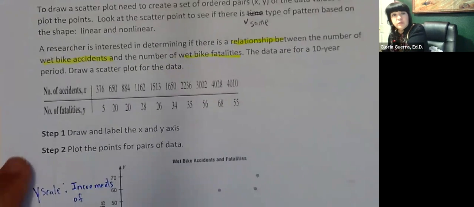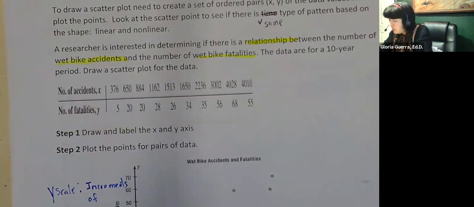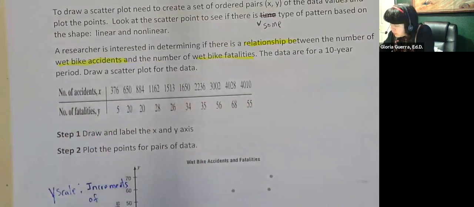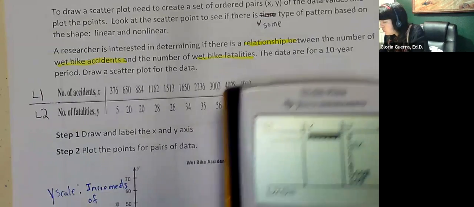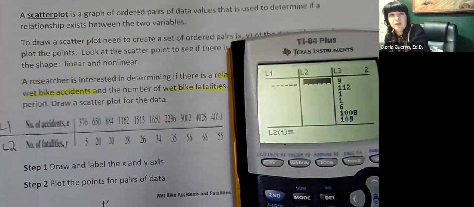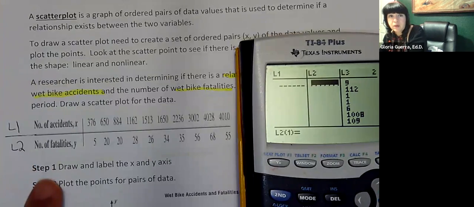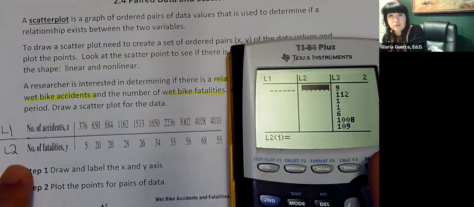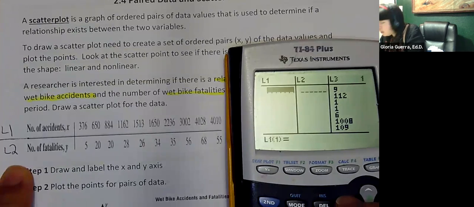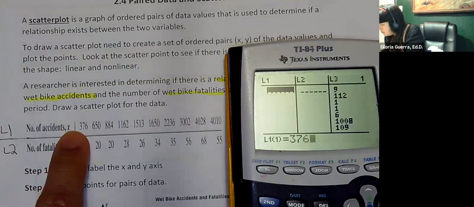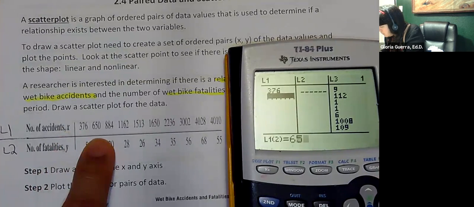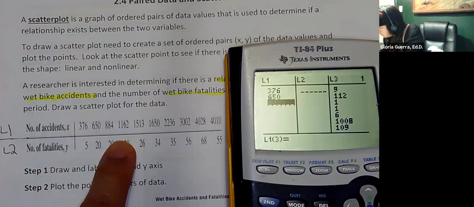Yeah, so see, I want to put these into my calculator. So this X is for the L1 column, and this Y is for the L2 column, okay? And that's usually pretty standard for that. X is going to be the first L1, Y is going to be your L2. That's pretty standard. So then you just make sure you're in the right column, and then just start typing that in. 376, enter. 650, enter. 884, enter. Let me put the slide on.